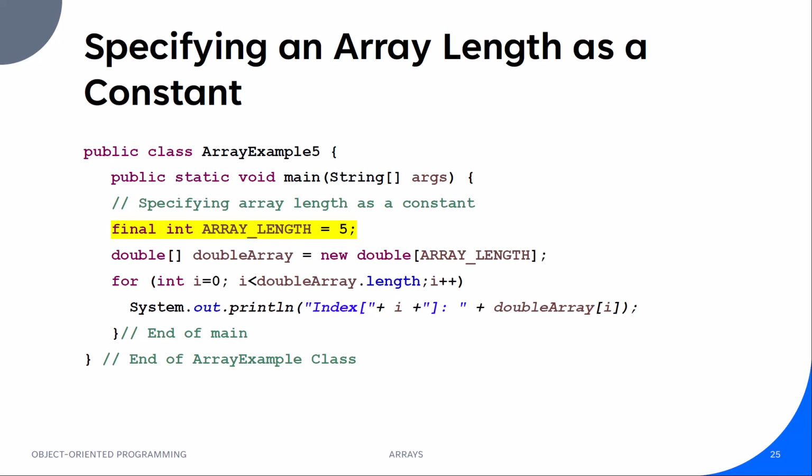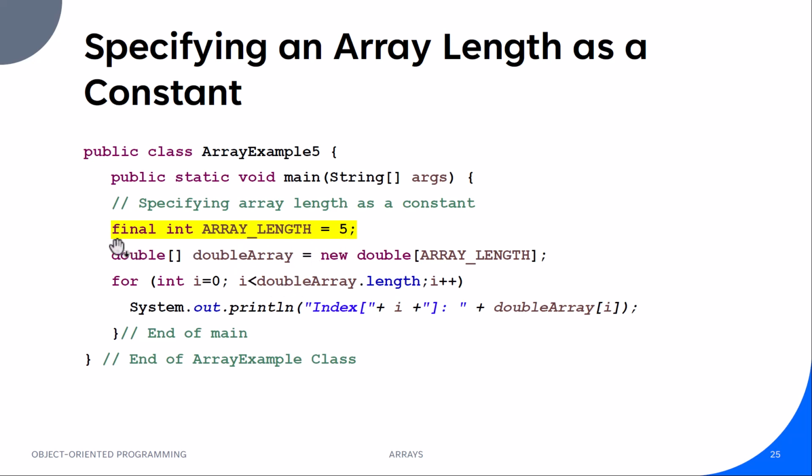Therefore, we employ certain good coding practices, and one of the practices we employ is specifying an array length as a constant. This helps us to easily locate where we specify the size of an array, so that when we need to change it, we can easily locate it and change it. And then the other portions of the code are unlikely to be affected by this change.